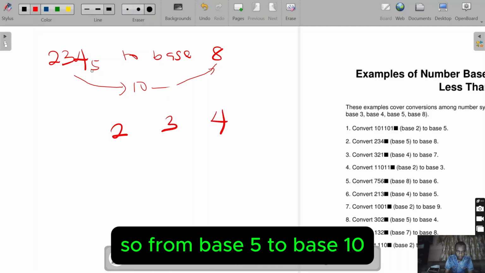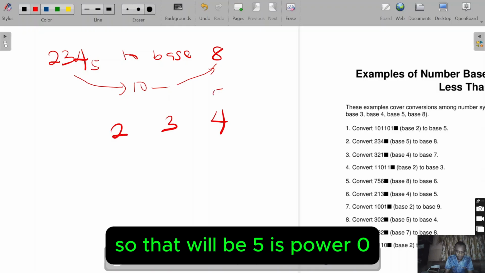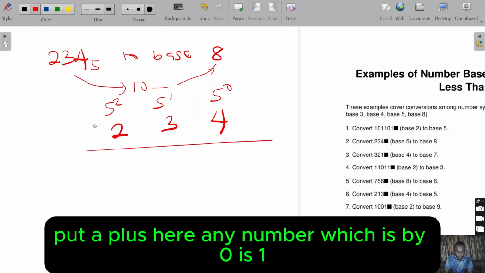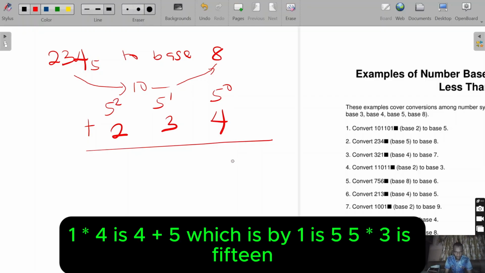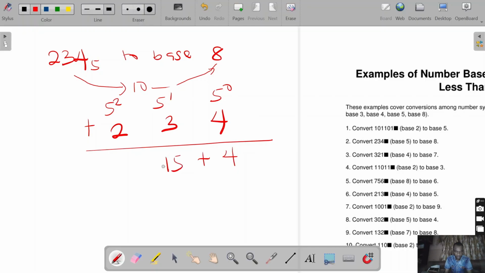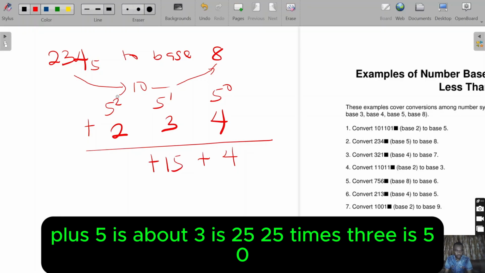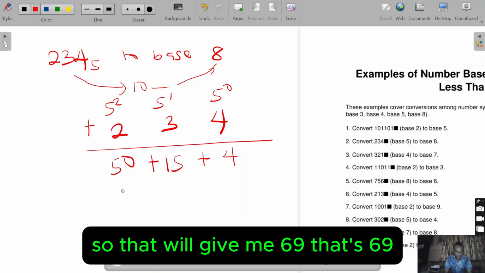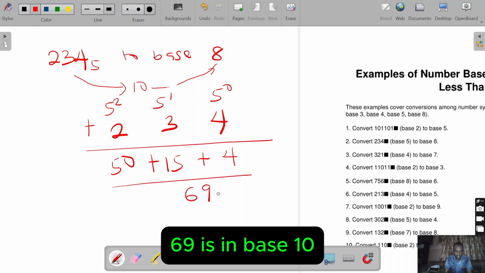So from base 5 to base 10, that will be 5 raised to power 0, 5 raised to power 1, and 5 raised to power 2. Put a plus here. Any number raised to power 0 is 1. 1 times 4 is 4. Plus 5 raised to power 1 is 5. 5 times 3 is 15. Plus 5 raised to power 2 is 25. 25 times 2 is 50. So that will give me 69. That's 69, which is in base 10.